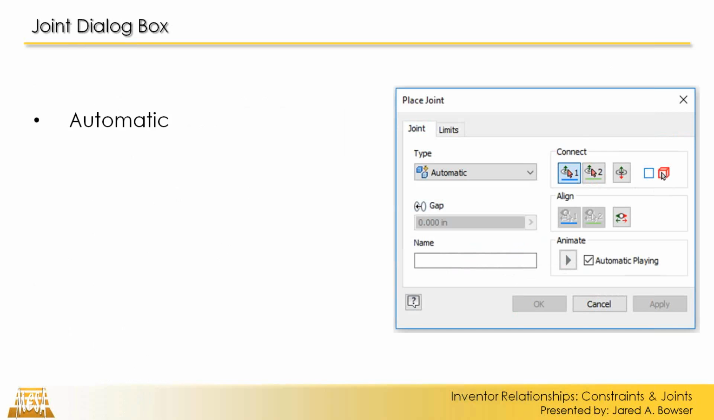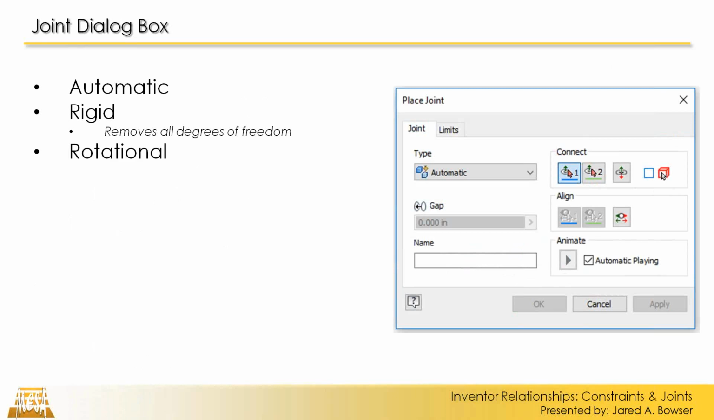The joint tool. So we have a few different types of joints. We have an automatic joint type, which is pretty handy. Again, based on your selections, just like the assemble command, it's going to pick the type that it thinks best represents your situation. There's a rigid type, which is an extremely handy one, and we'll be taking a look at this one. This one removes all degrees of freedom between your selections.